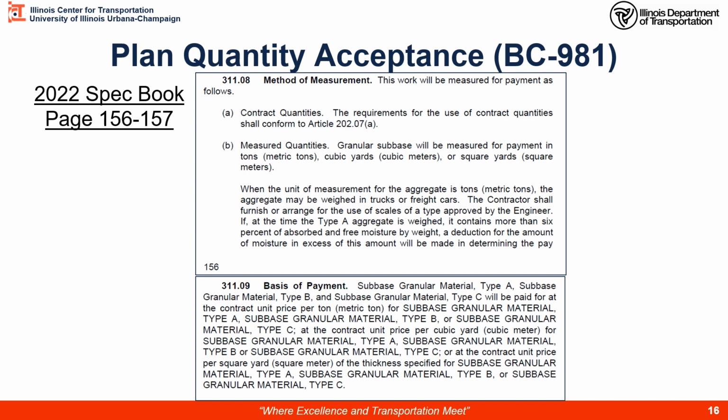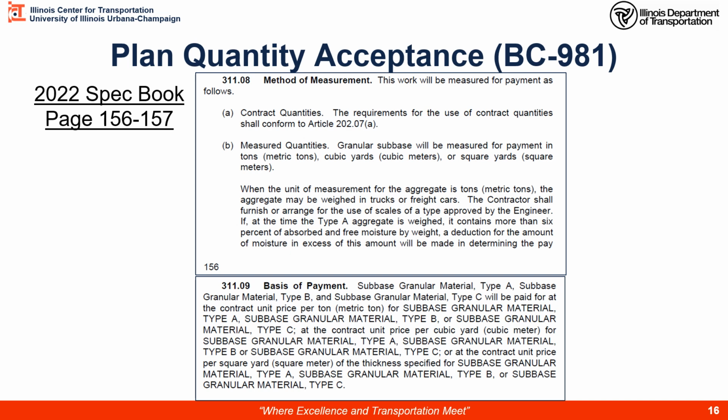On pages 156 and 157, let's look at an example. I want to know if my item is eligible to be agreed to planned quantity. So what do I have to see? Well, let's go to Article 311. We're looking at granular subbase. 31108, method of measurement, has an item A, and the 2 words I'm looking for, contract quantities. If I see that and the reference to 20207A, all right, item A, in my pay item, then it's possible I could agree to planned quantity.